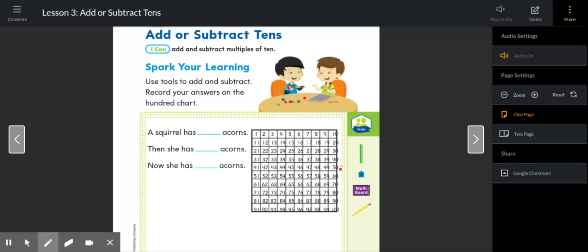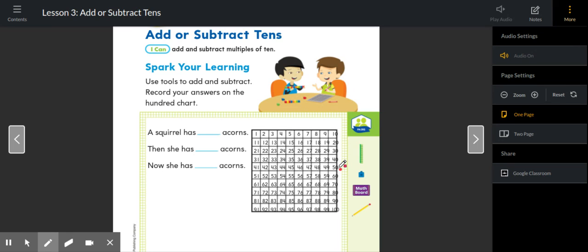A squirrel has 50 acorns. So picture that squirrel with a pile of 50 acorns. She gathers 30 more acorns. So if I look at my 10 frame and I go 10, 20, 30, and I land on 20, would that make sense? If she started with 50 acorns and she gathered 30 more, would she have 20? No, that doesn't make sense because that's a smaller number. So she needs to be getting more acorns.